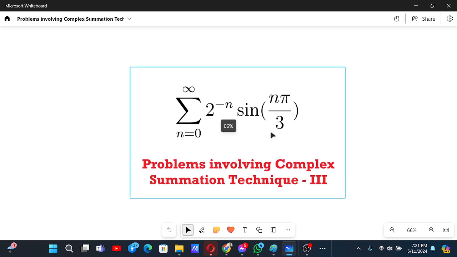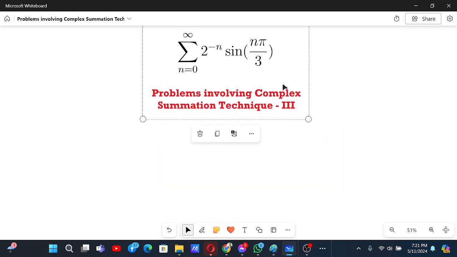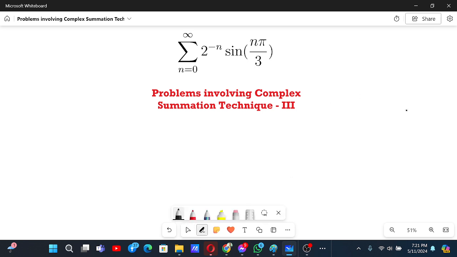Problems involving complex summation technique I. So we have been doing a lot of problems involving such techniques, and this is the third video, and I hope you have watched all the previous videos before coming to this so that it will be easier for you to understand how to solve. As usual, we will first assign the imaginary part of e to the power i theta, and then use some properties such as linearity and product with real numbers to take it outside the sum and then solve it.